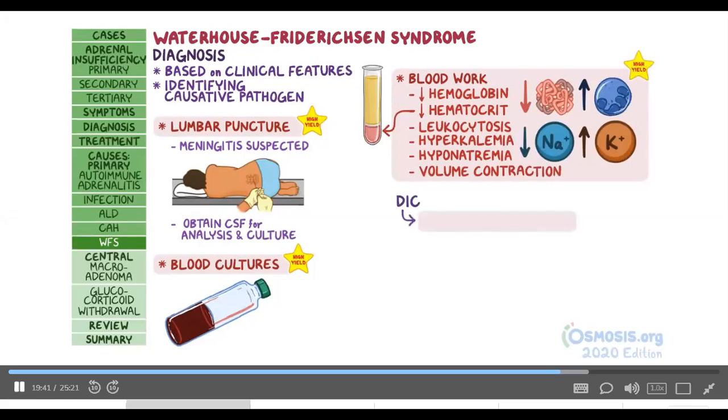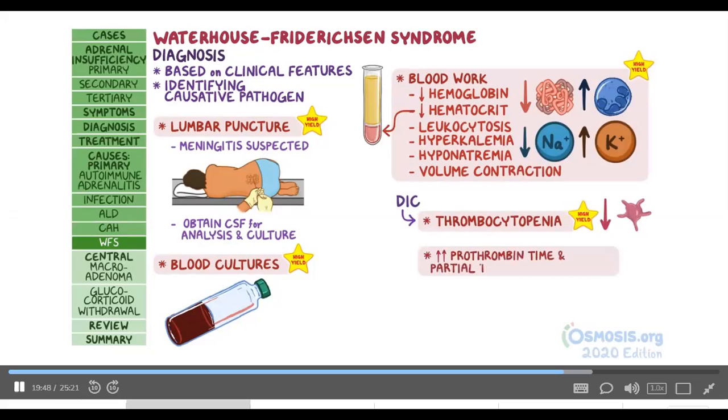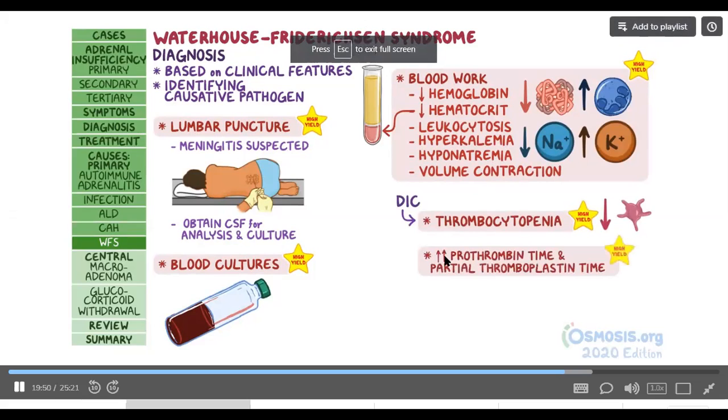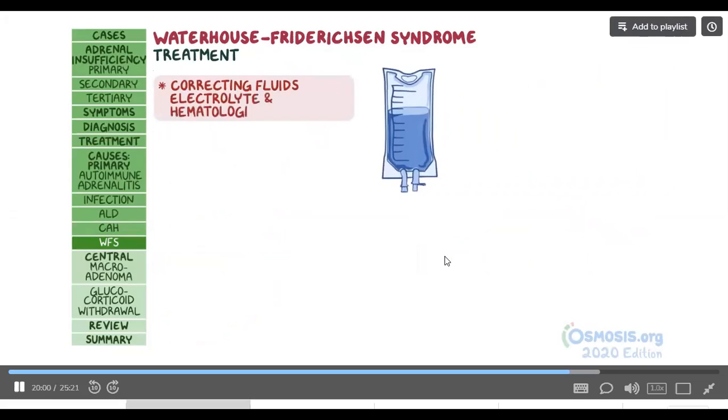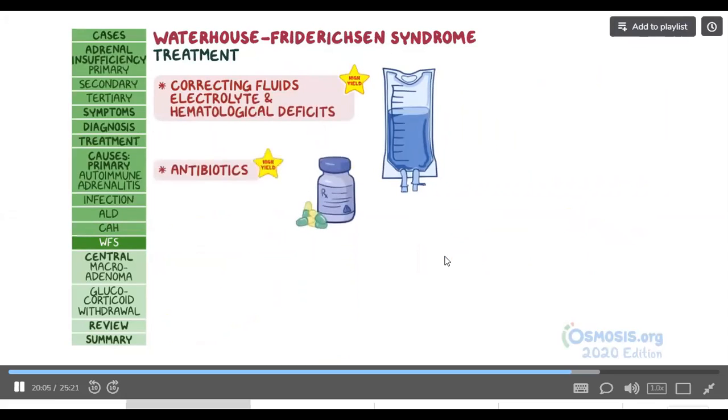Remember that DIC will cause thrombocytopenia and extremely elevated PT and PTT, with prothrombin time and partial thromboplastin time suggestive of disseminated intravascular coagulation. Treatment should be focused on correcting fluid, electrolyte, and hematological deficits as well as treating the infection with antibiotics. IV hydrocortisone can be used to address adrenal insufficiency.